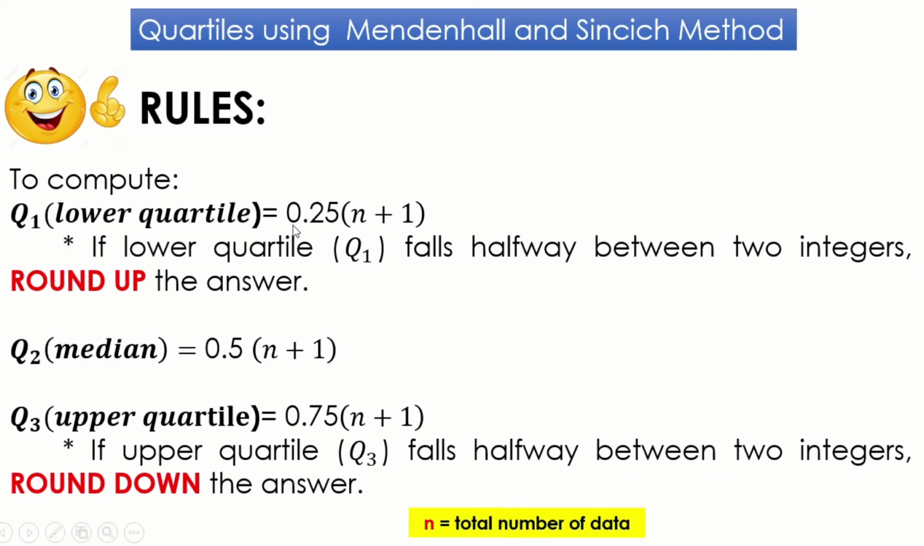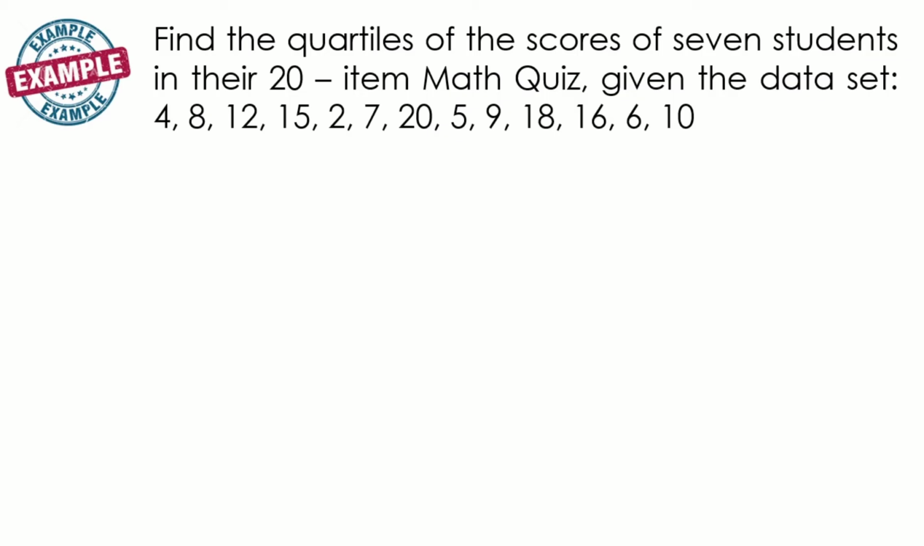So, tandaan nyo itong tatlong formula para di kayo malito. Pag first quartile, 0.25 times n plus 1. Quartile 2, 0.5 times n plus 1. Quartile 3, 0.75 times n plus 1. I'll give you now an example. Find the quartiles of the scores of 13 students in their 20-item math quiz, given the dataset 4, 8, 12, 15, 2, 7, 20, 5, 9, 18, 16, 6, 10.